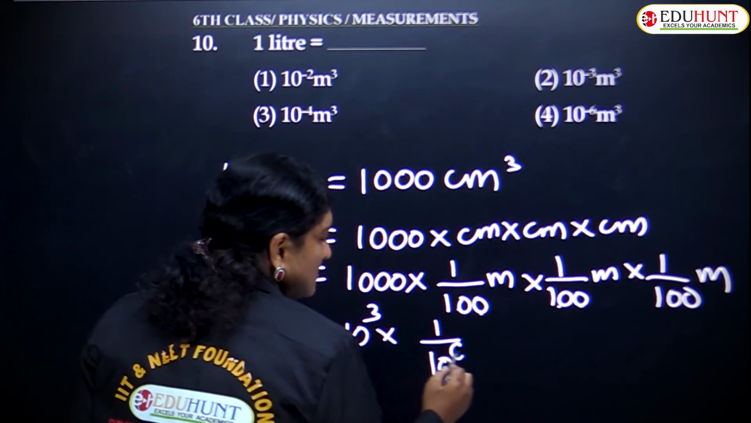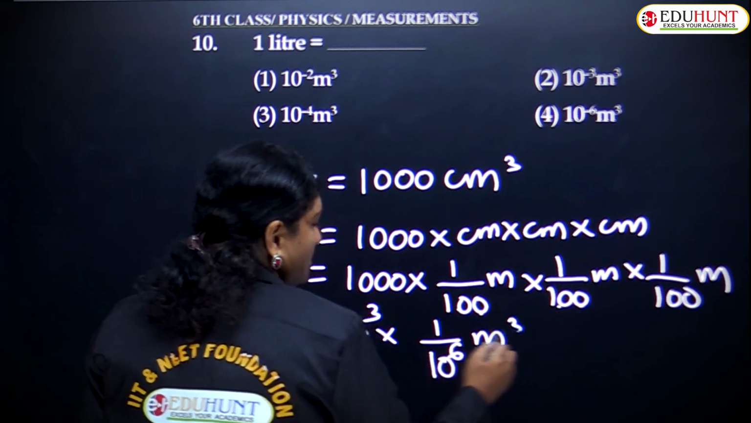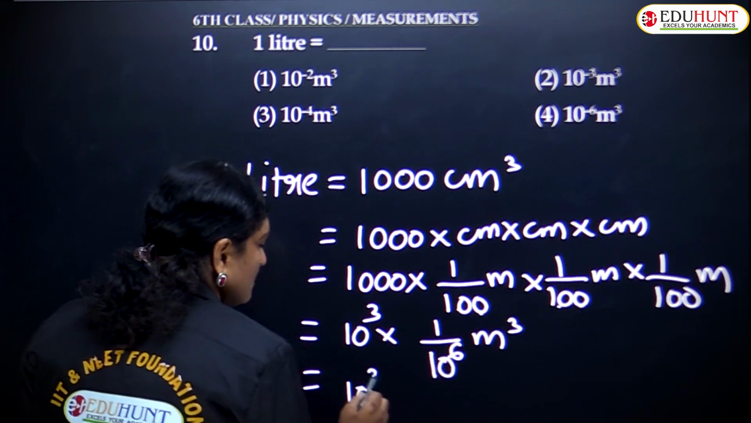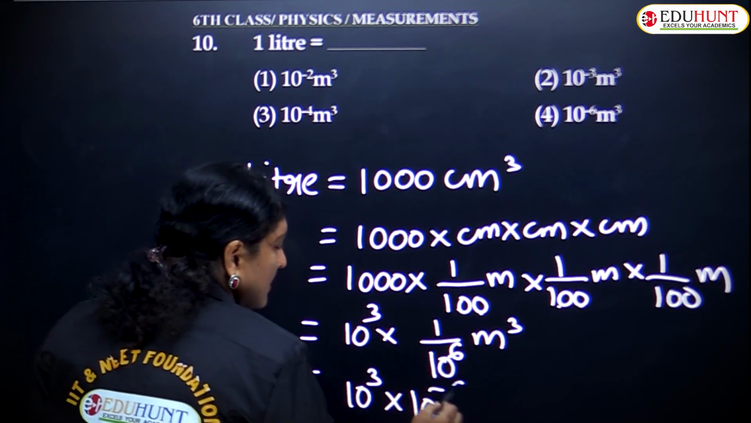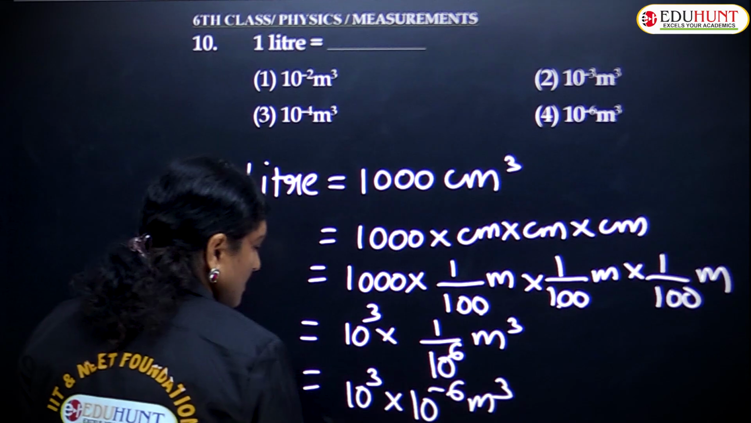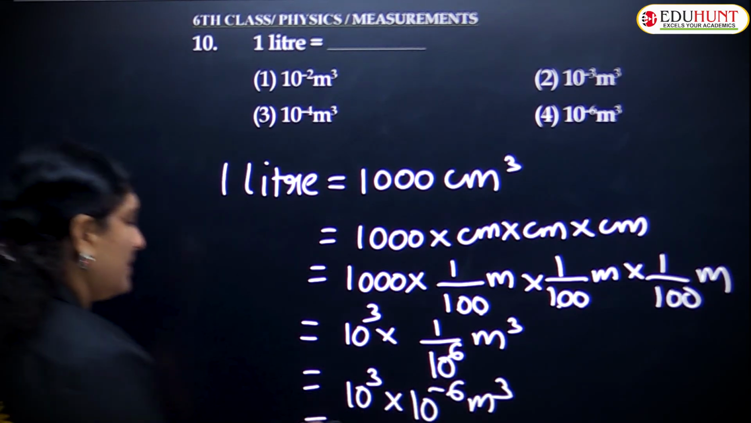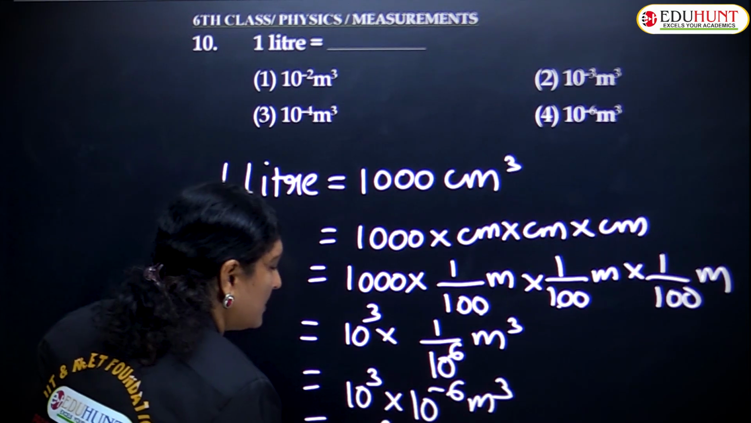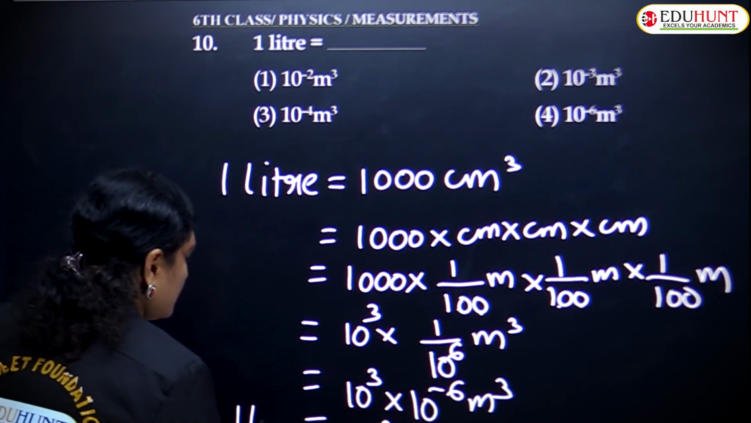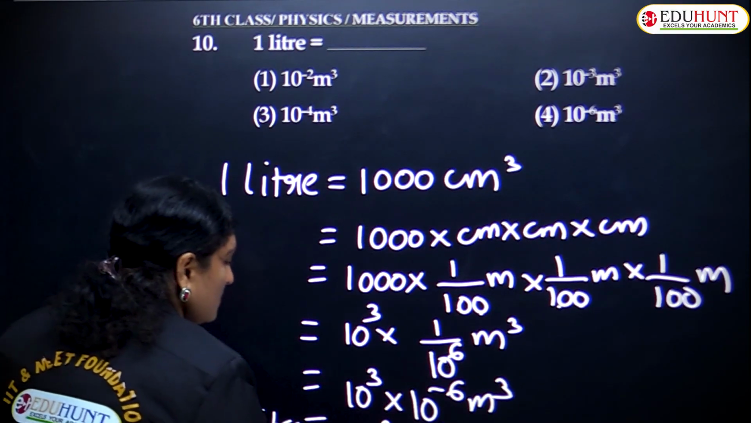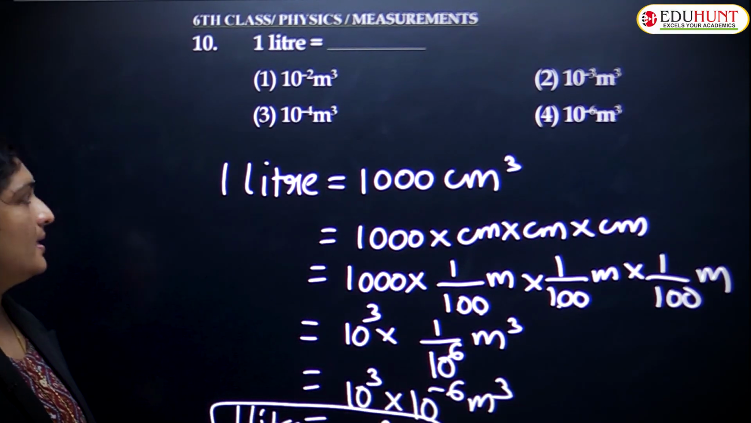Can I write 6 zeros as 10 power 6? Meter into meter into meter as meter cube. So this is 10 power 3, and 10 power 6 in the denominator comes upwards and becomes 10 power minus 6 meter cube. So 3 minus 6, how much? Minus 3. So clearly 10 power minus 3 meter cube. So 1 liter equals 10 power minus 3 meter cube, as I explained earlier.